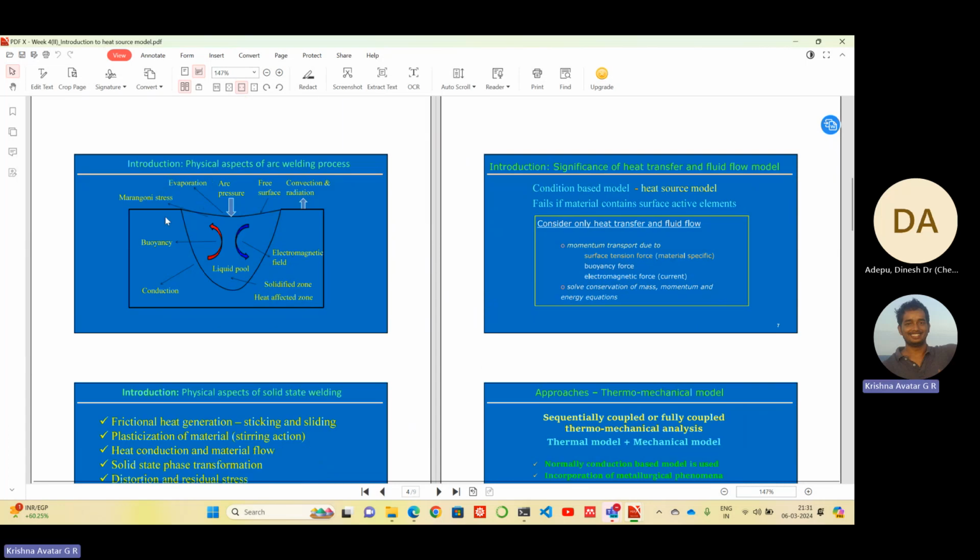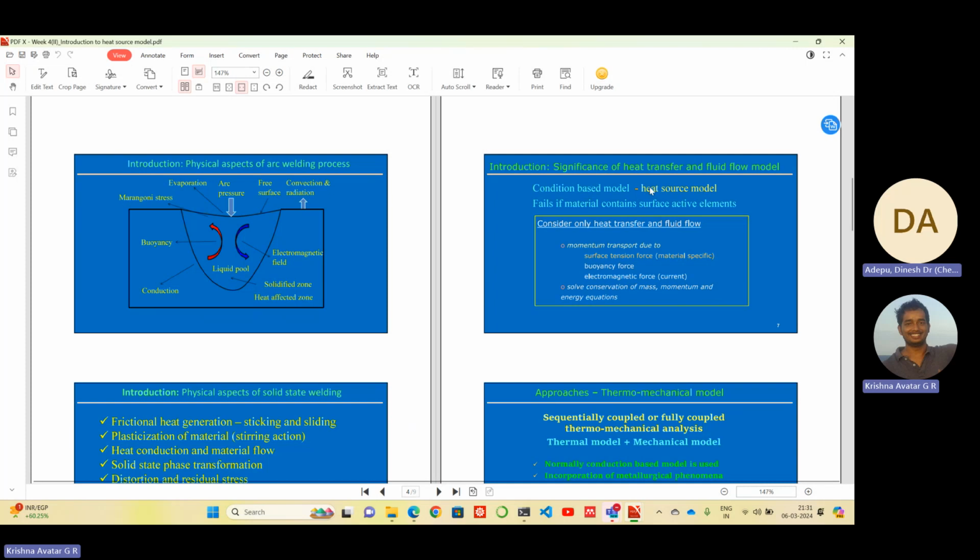So this is essentially the schematic. We apply some pressure, then there will be some evaporation at the free surface. Then convection and radiation are how this heat will be transferred to the ambient atmosphere. Then we have the solidified zone and the liquid pool. Because of buoyancy effects, the colder material moves upwards and the hotter comes down. This is the melt pool, and this is the base material, and we are applying the heat source from above.